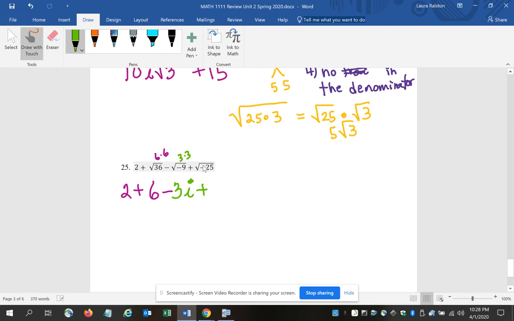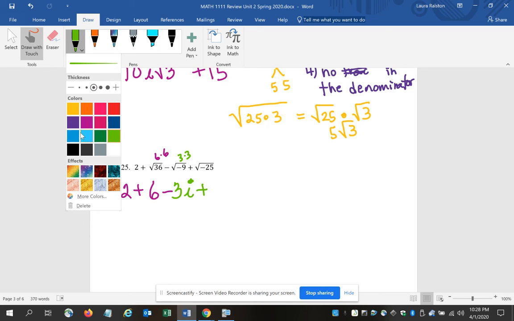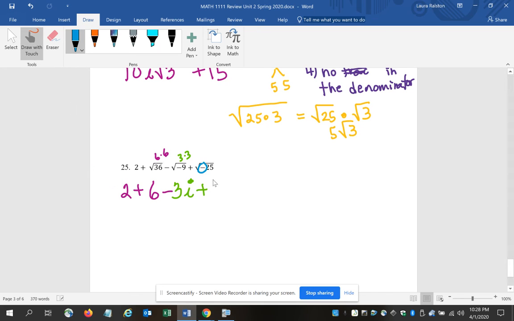Plus, with square root of -25. Again, because of the negative, I know I'm going to have an i. And 25 is 5 times 5. So that becomes 5i.